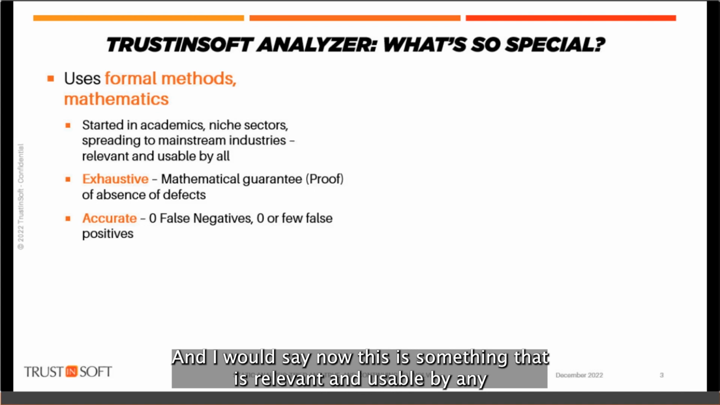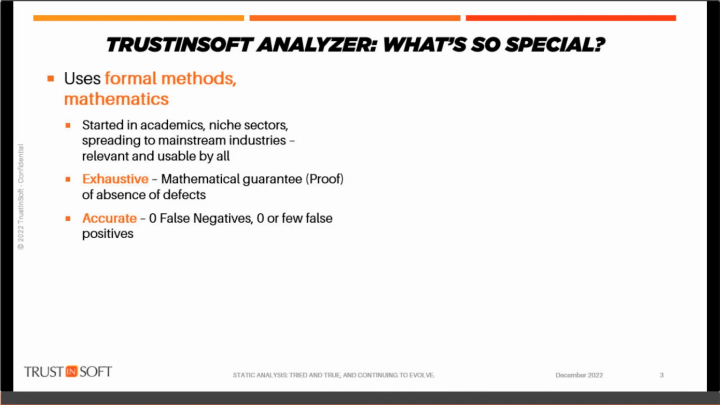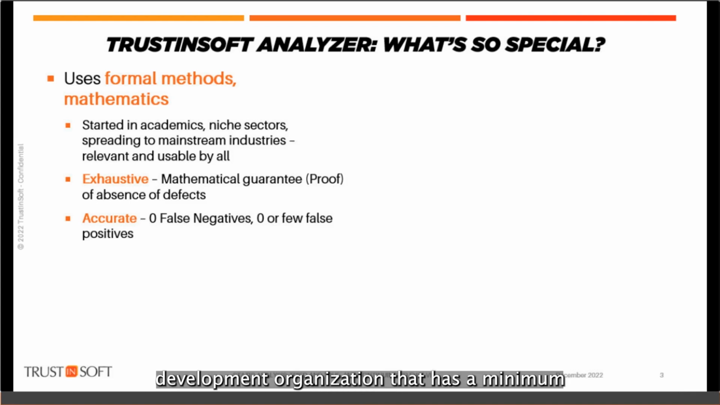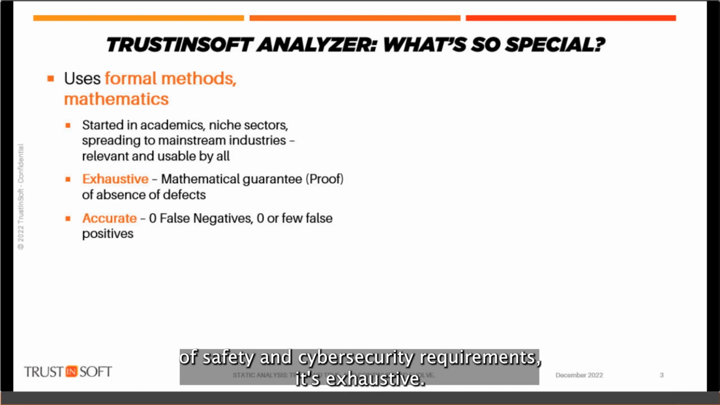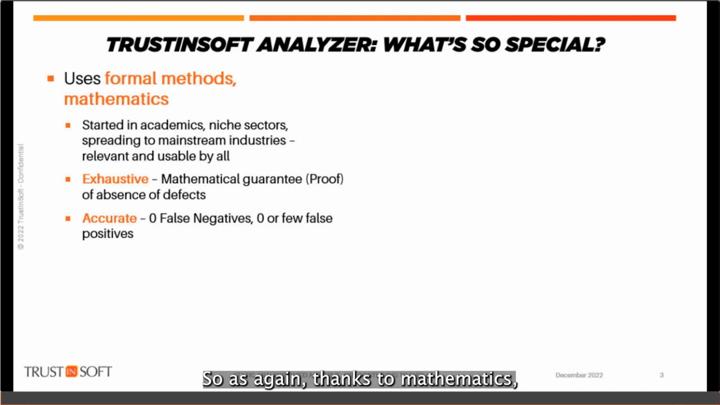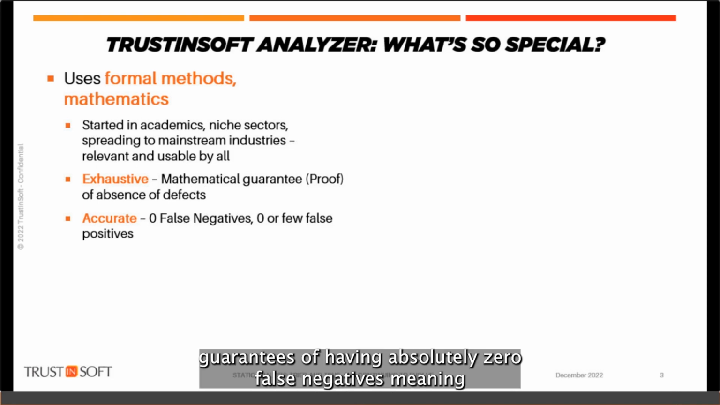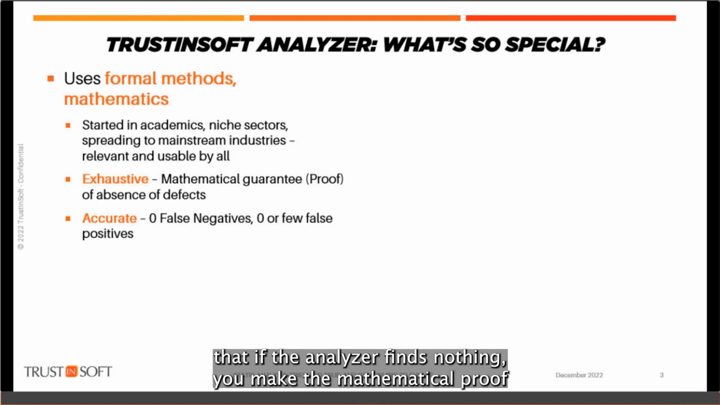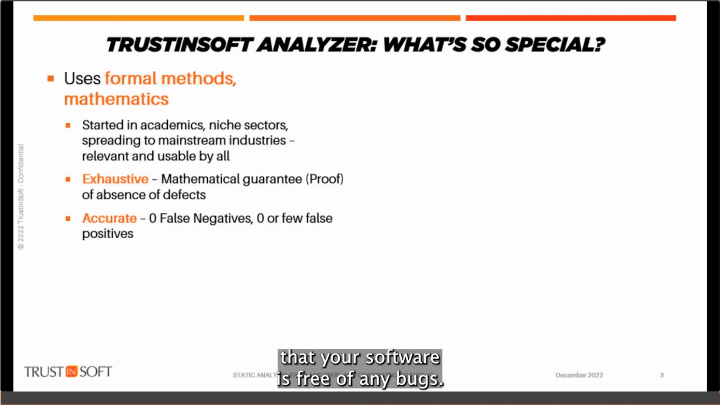And I would say now this is something that is relevant and usable by any software development organization that has a minimum of safety and cybersecurity requirements. It's exhaustive. Again, thanks to mathematics, the analyzer gives mathematical guarantees. So there are absolutely zero false negatives, meaning that if the analyzer finds nothing, you have the mathematical proof that your software is free of any bugs.